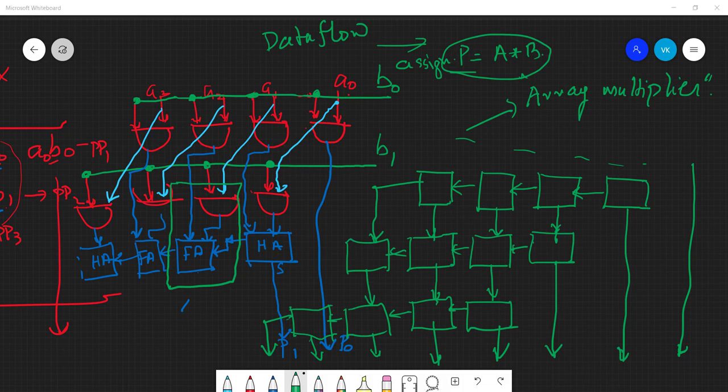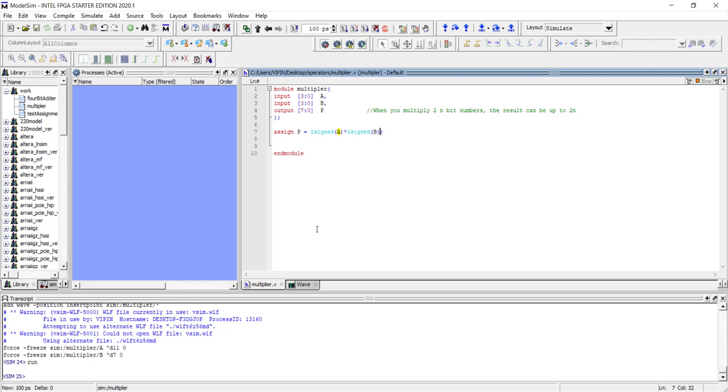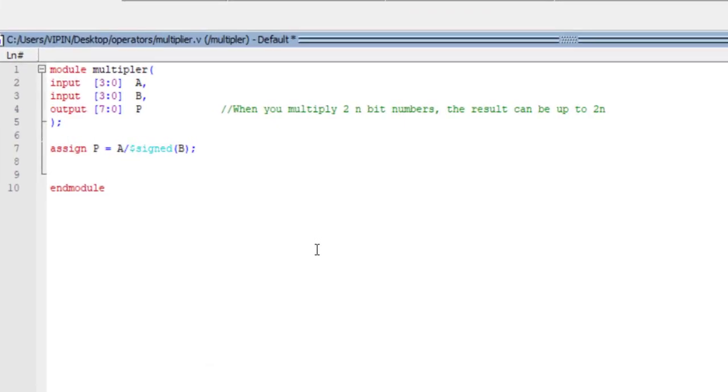Okay, so after multiplication, we have two more operators, division and modulus. I'm using the same module. I'm not changing the module name or anything, just to show you that it works. So let me do A divided by B, and for division it will be integer division. So you will get only the integer part. Since you are getting only the integer part, the output width can be the same as the input width, because the minimum value of B that you can use is 1, right?